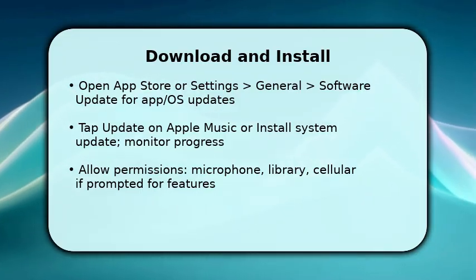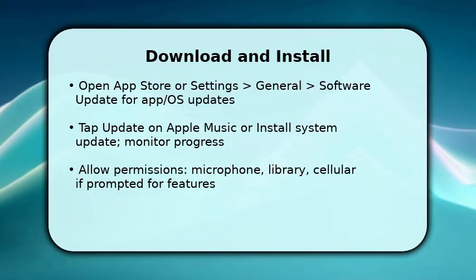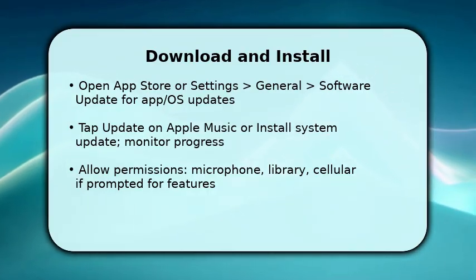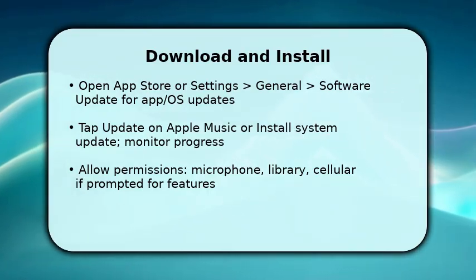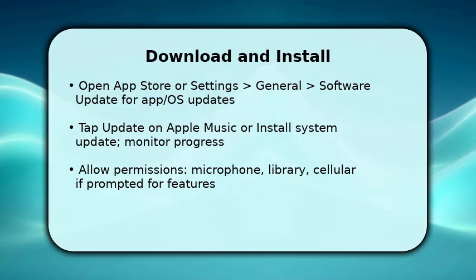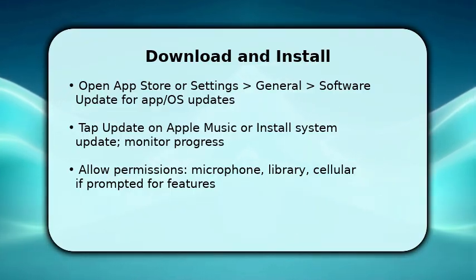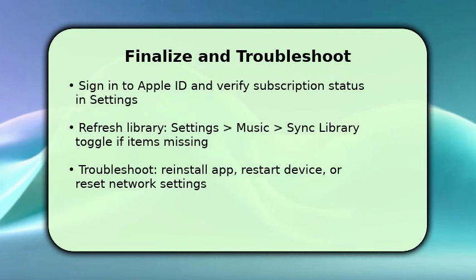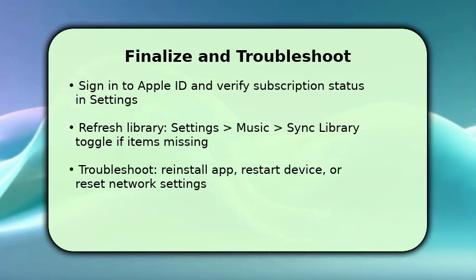After installation, launch Apple Music and grant requested permissions for features like microphone or library access. These enable new functionalities. If the app requests cellular use, decide now whether to allow downloads on mobile to match your data plan. Finish by confirming everything works and resolving any hiccups.